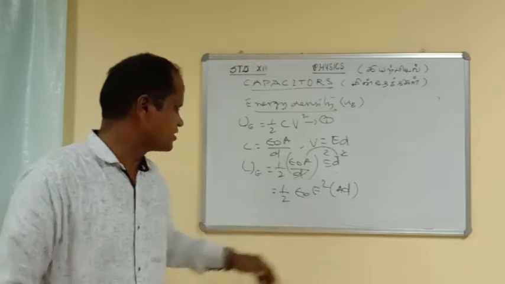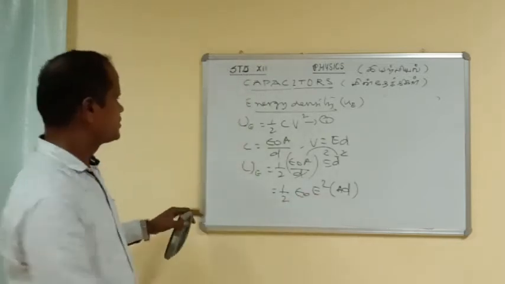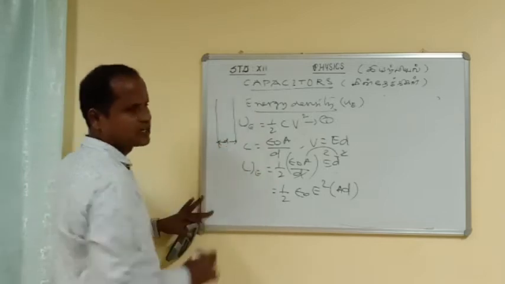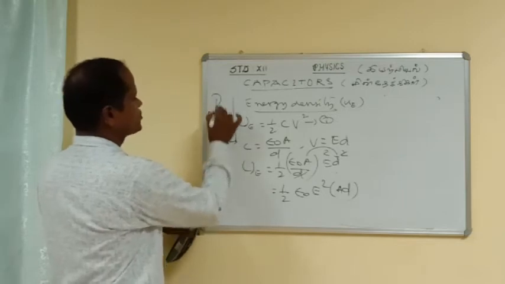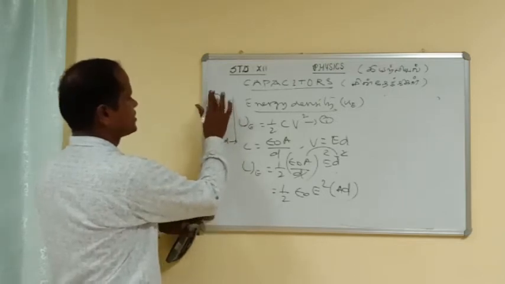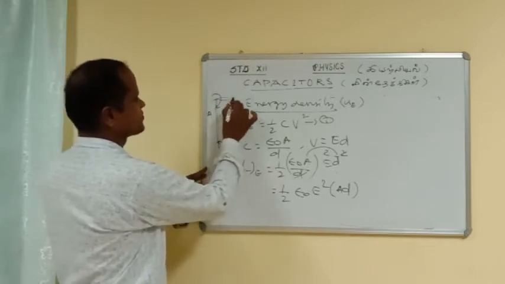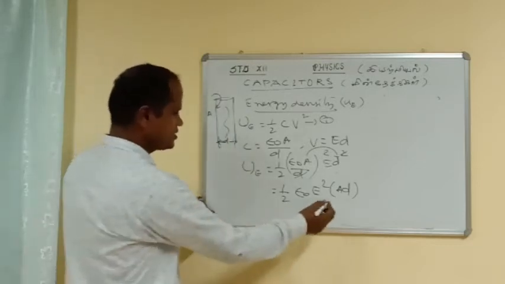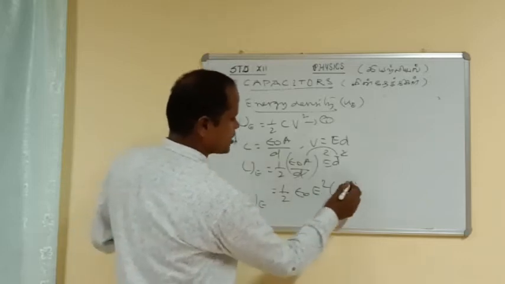E squared is written here. What is A into d? You know, in a capacitor, the distance is small d and the area of each plate is A. So area of cross section A into d gives you the volume of this space. Then we can write U_E by A d. A d is nothing but volume.